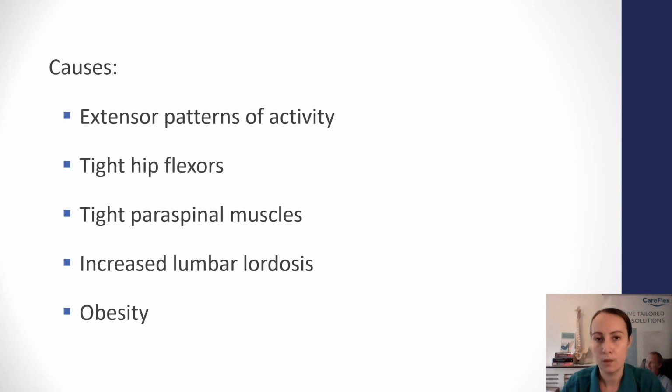The intrinsic causes of an anterior tilt can include extensor patterns of activity, which can be affected by clients' mood or pain levels or response to external stimuli. It may be tight hip flexors pulling the pelvis anteriorly, tight paraspinal muscles, as mentioned, an increased lumbar lordosis, and even obesity as they go into that tilt to be able to reduce pressure on the abdomen for comfort reasons.